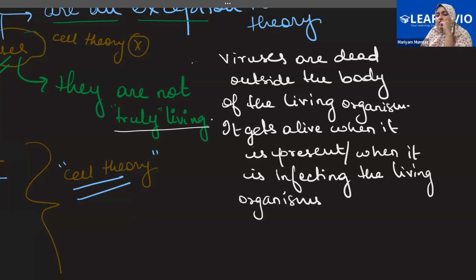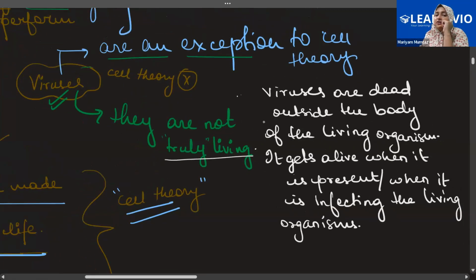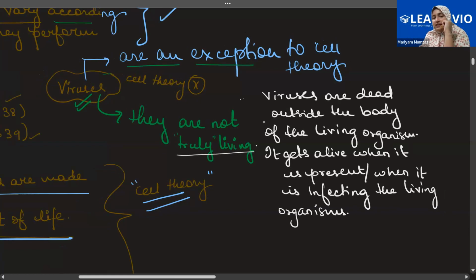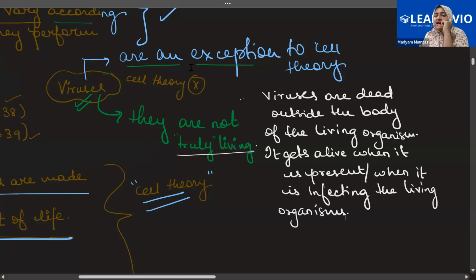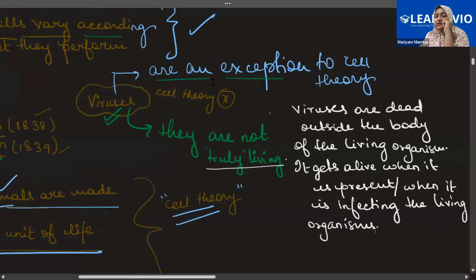Why? Because those organisms that are truly living, they live in any case, right? But these viruses are not living outside the organism. They are dead outside, but they are living when present inside. So that is why viruses are an exception to the cell theory.